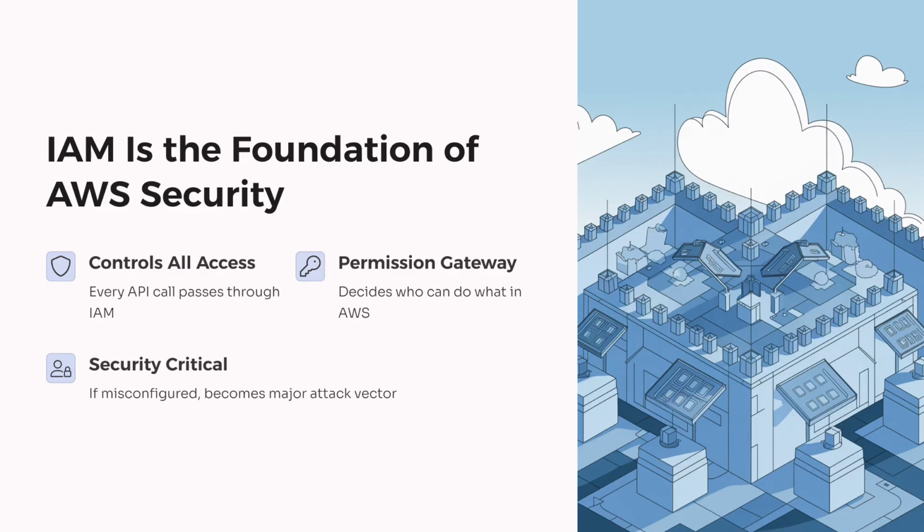Everything in AWS is governed by IAM. Every API call, CLI command, or web console login passes through IAM policies and permissions. It decides who can do what, when, and how. And if misconfigured, IAM becomes a major attack vector. That's why mastering it is essential for developers, architects, and DevOps teams.